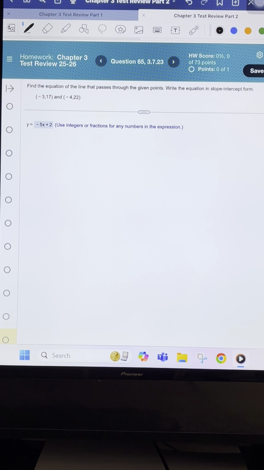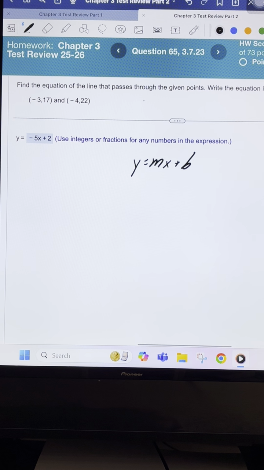Okay. Find the equation of the line that passes through the given points. Write the equation in slope-intercept form. So once again, they want it in slope-intercept form. So they want it like this. And this time they didn't even give me my slope, which kind of stinks, right? So I have to find my slope. So what is slope again? Slope is y2 minus y1 over x2 minus x1. So x1, y1, x2, y2.